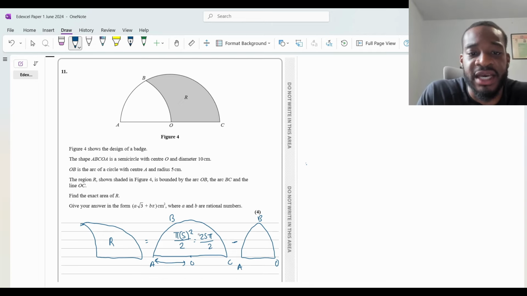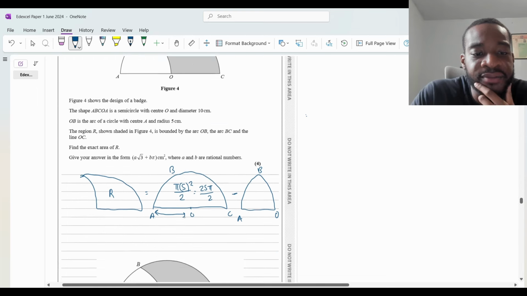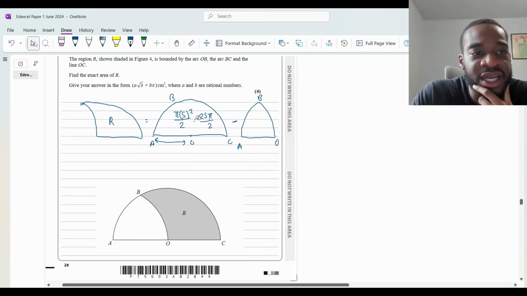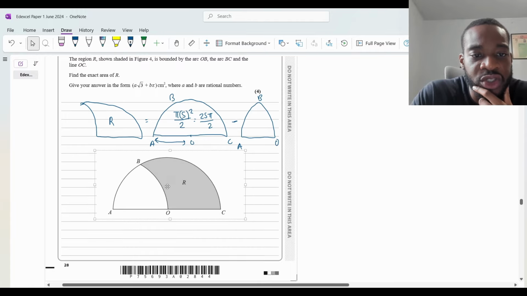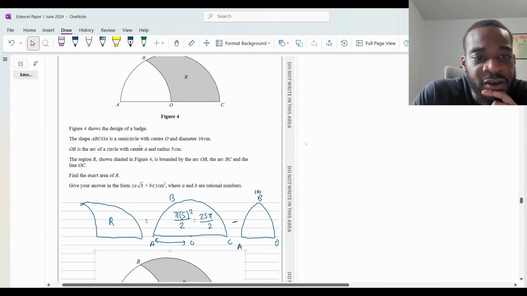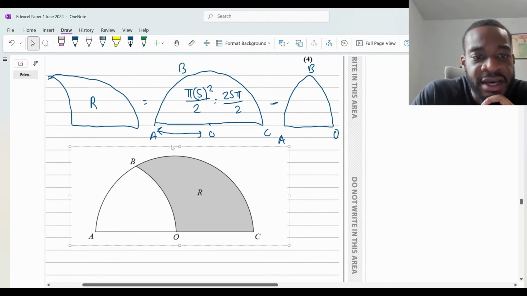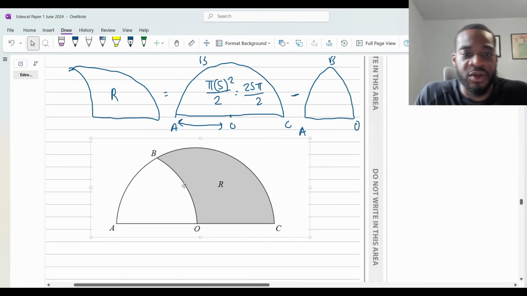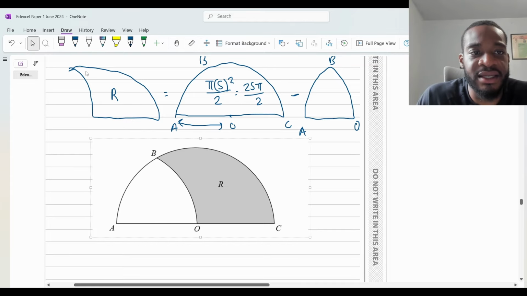The difficulty is obviously calculating what this area is on the right, ABO. So what I've done is I've actually got the diagram here again. We're going to just annotate it a bit as we go along. So what do we know? We know that the center of the semicircle is O, right? So that's O over there. Now, if you think about it, since we know this is the center and the diameter is 10, right?